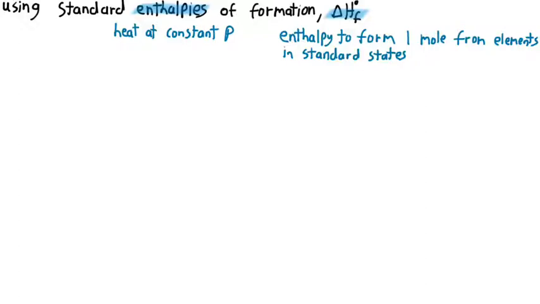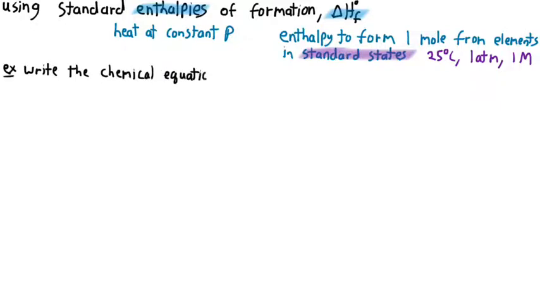And it's defined to be the enthalpy to form 1 mole of a chemical from its elements when they're in their standard states. So standard states means standard 25 degrees Celsius, 1 atmosphere pressure, and 1 molar concentration. So notice it's not STP, it's standard states.